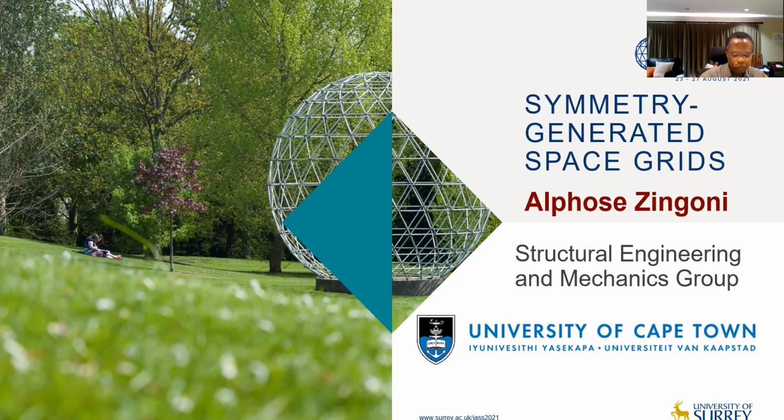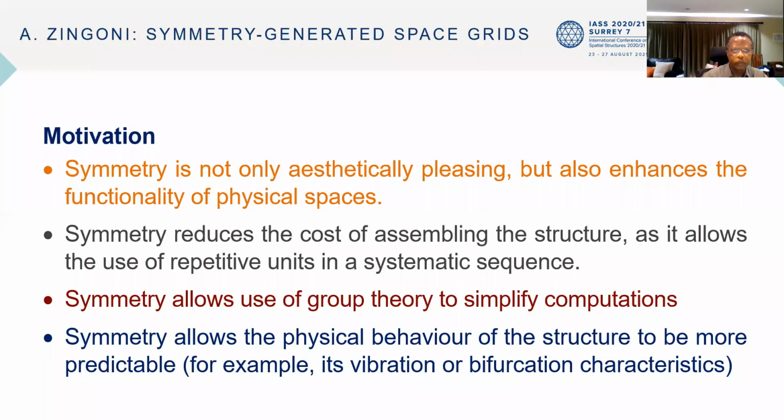Why should we want to create symmetric grids? Symmetry is not only aesthetically pleasing, but also enhances the functionality of physical spaces. Symmetry reduces the cost of assembling the structure as it allows the use of repetitive units in a systematic sequence. Symmetry allows use of group theory to simplify computations, and symmetry allows the physical behavior of the structure to be more predictable, for example, its vibration or bifurcation characteristics.